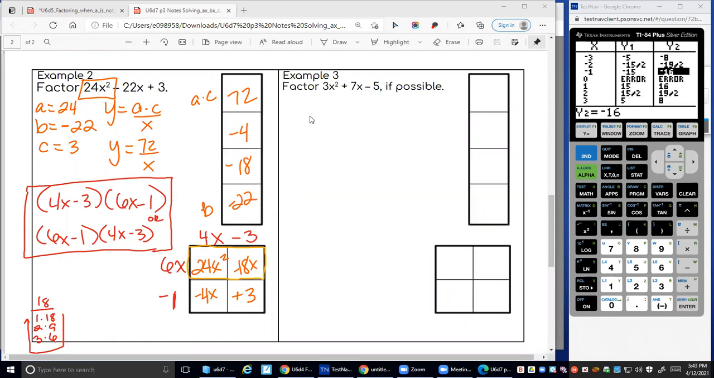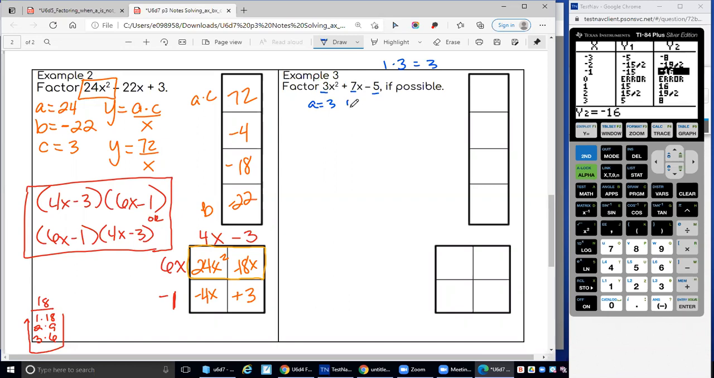So here we go. When we first do this, we want to check, do we have a GCF? No. We can check with 3, and the factors of 3 are just 1 times 3. That's it. And I can't divide 7 by 3 evenly, so no GCF. That means A is equal to 3, B is equal to 7, and C is equal to -5. Oh, yes, I can take that off.